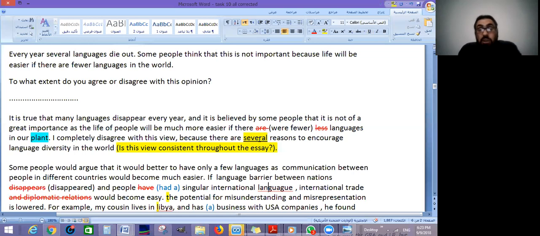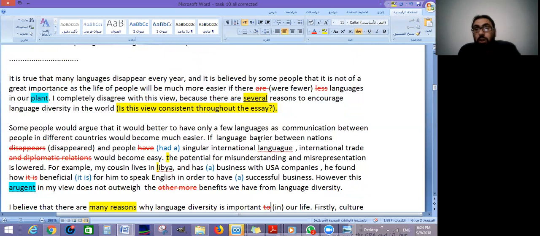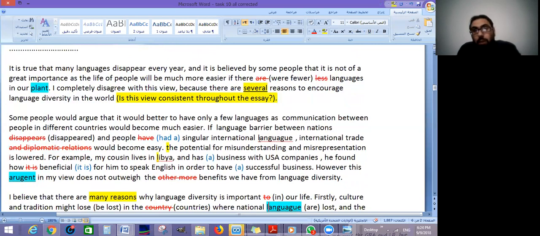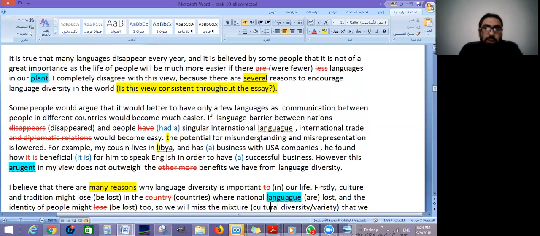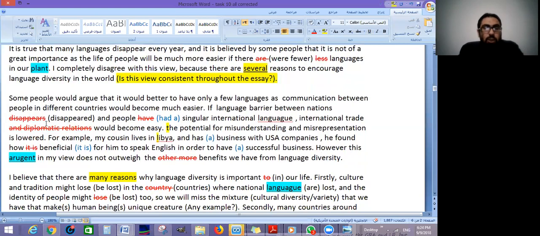Now, is this view consistent? This is what I'm going to be focused on, and I want everyone else to be focused on. I marked it a few hours ago, but we'll just see. Some people would argue that it would be better. He's starting off with some people would argue that. What does that mean? He's presenting an opposite argument. He's saying some people would argue, so he's distancing himself from this.